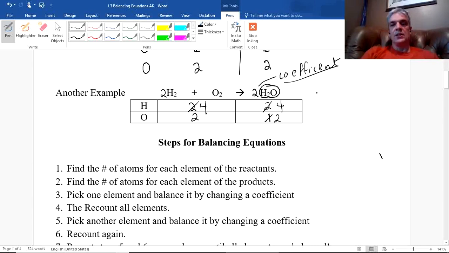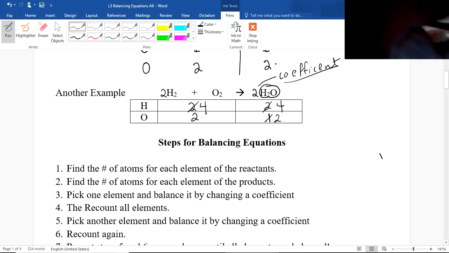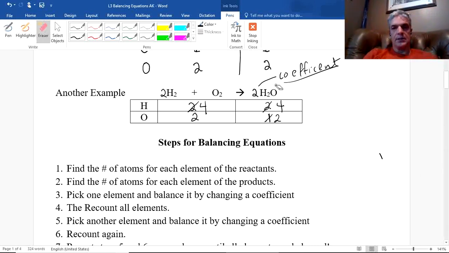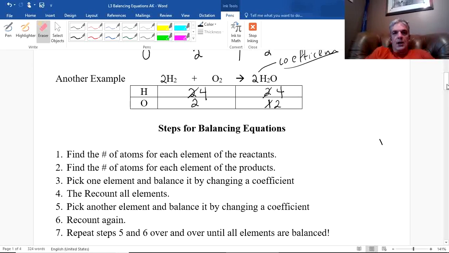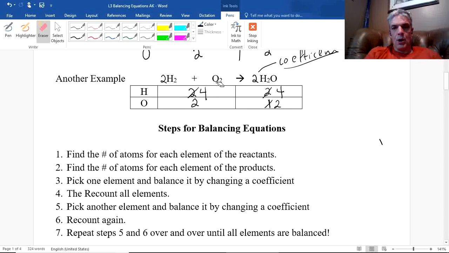And so this is how we write this equation. I'm just going to erase some of the stuff here. This is how we write this equation. We take 2 hydrogen molecules, which will react with 1 oxygen molecule to make 2 water molecules. And we are all done. Everything is balanced and happy because we have 4 hydrogens on this side, 4 hydrogens here, 2 oxygens here, 2 oxygens there. And that is what we refer to as a balanced equation.